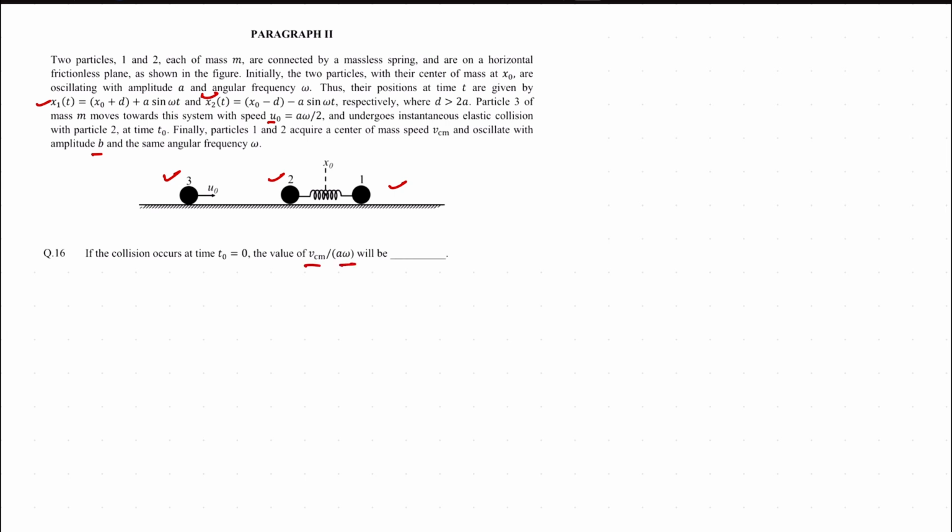We know that whenever there is a collision, the force between the particles will be an impulsive force, but if on the other side there is a spring, then that force will not be impulsive. This is non-impulsive. If it is non-impulsive, then we can apply conservation of momentum at the point of collision. That means just before the collision and just after the collision, the momentum of particles 3 and 2 will remain conserved, right?